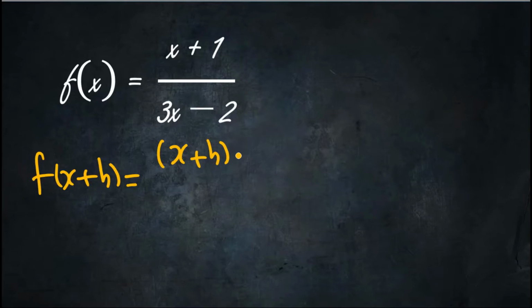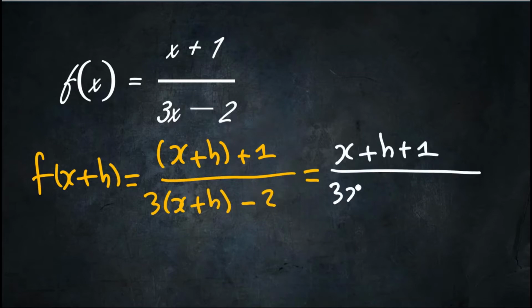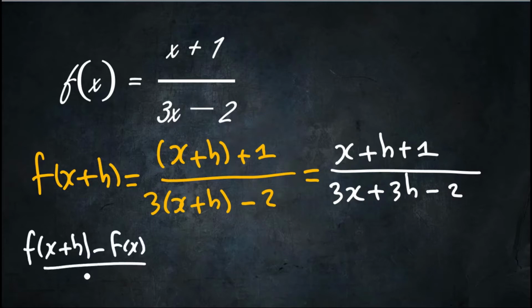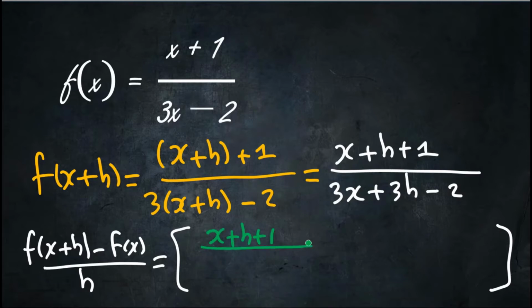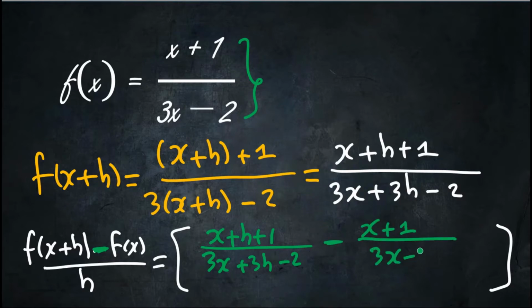x plus h plus 1 over 3x plus 3h minus 2. 3 times h is 3h, minus 2, and that's f of x plus h. f of x plus h minus f of x over h is x plus h plus 1 over 3x plus 3h minus 2 minus f of x, so x plus 1 over 3x minus 2, divided by h.